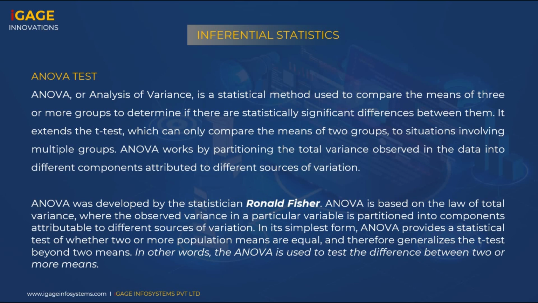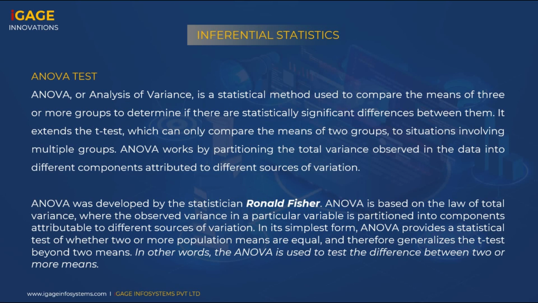Now we have certain conditions for ANOVA. Number one, it must have a continuous response variable. Number two, there has to be at least one categorical feature. And the common condition is that the distribution should be normal. So these are the conditions for the ANOVA test.